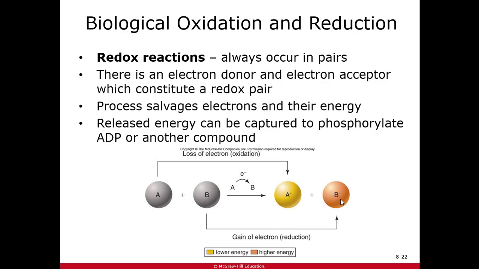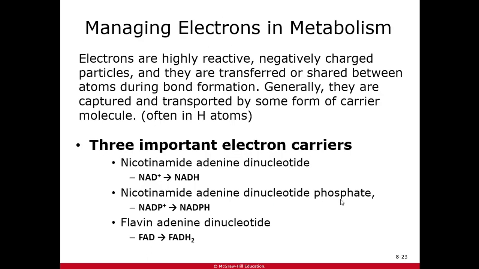Now again, we care about electrons. They carry energy. So electrons are highly reactive, and they are usually captured and transported around. They have energy in them. We need to get that energy to somewhere else. And so they're usually attached with a hydrogen atom, and they can get shuttled around, and there are 3 top electron carriers. So these are molecules that readily pick up those electrons that are released, and they usually pick up a hydrogen atom with it.